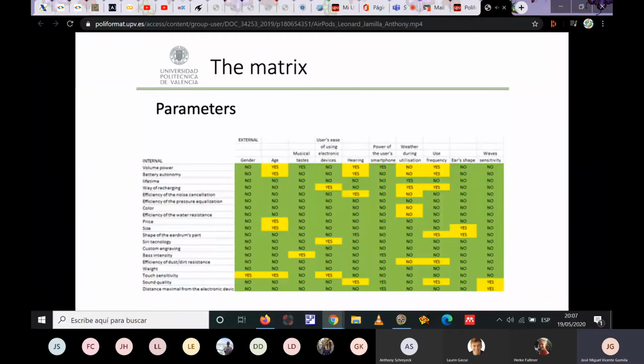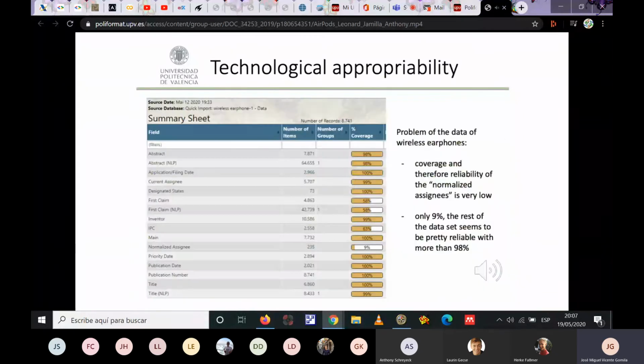Concerning the technological appropriability, we used VantagePoint as a tool to analyze the patents of the wireless earphones and all the companies that are involved. As you can see, there's the summary sheet. We have over 8,500 patent families and pretty good data, as it seems, very reliable. Only the normalized assignees are a little bit lacking of reliability, which is only 9% covered.